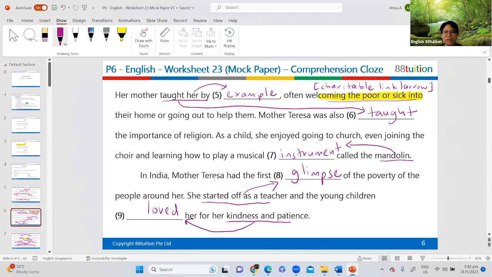Okay, we go on. In India, Mother Teresa had the first glimpse of the poverty of the people around her. Why do we say glimpse? Because this is another collocation, where glimpse is something that you don't really stare at. You just see it the first time. Usually glimpse means a fast look, a fleeting look. All right. She started off as a teacher. So what you can do is you can draw an arrow there. Of the poverty around her, she started off as a teacher, and the young children loved her for her kindness and patience. Anything else? Because kindness and patience will be loved.